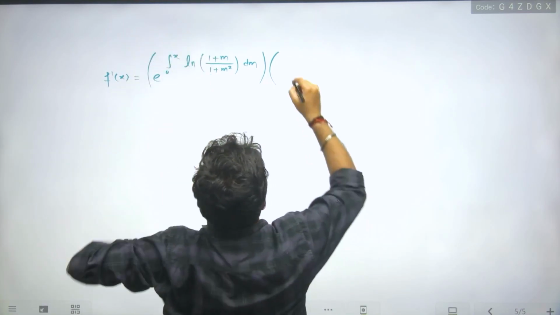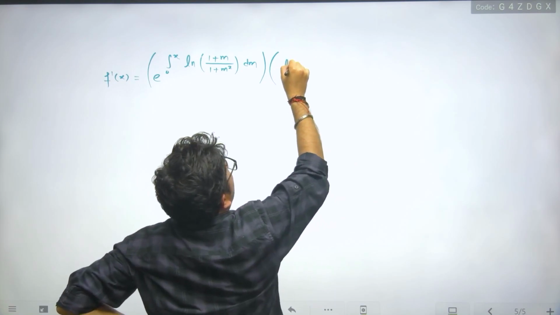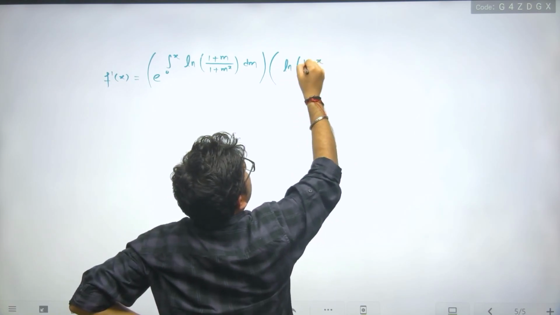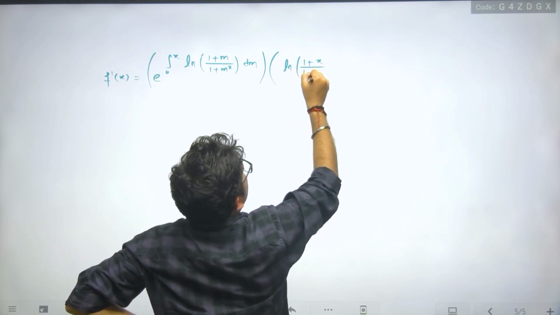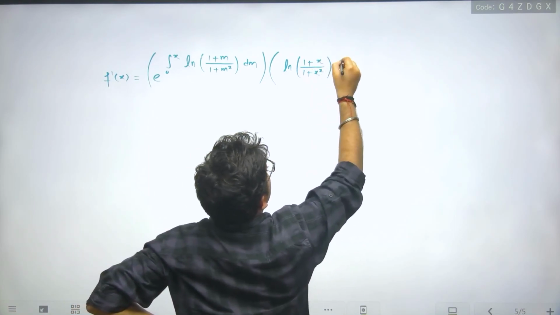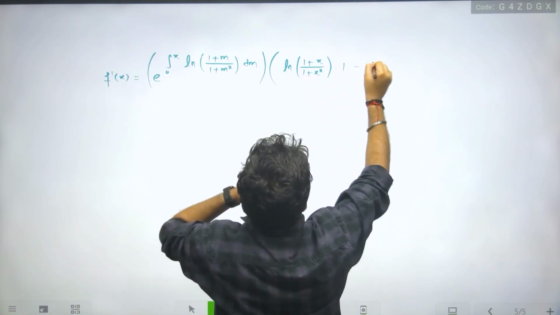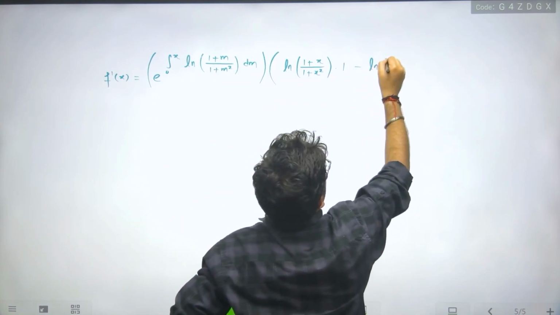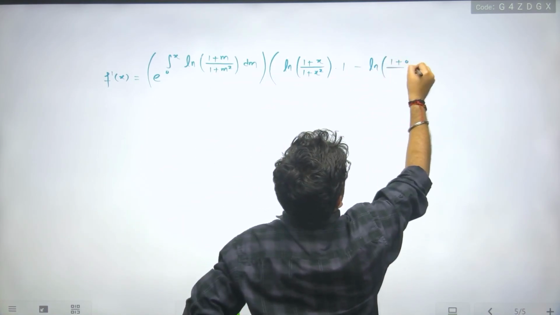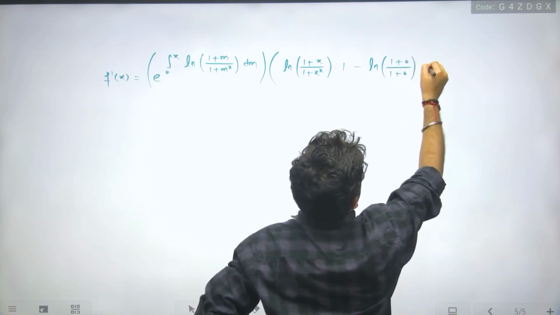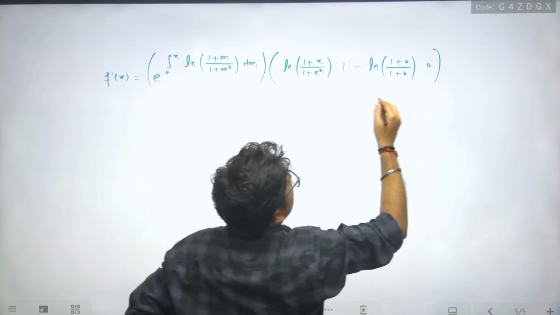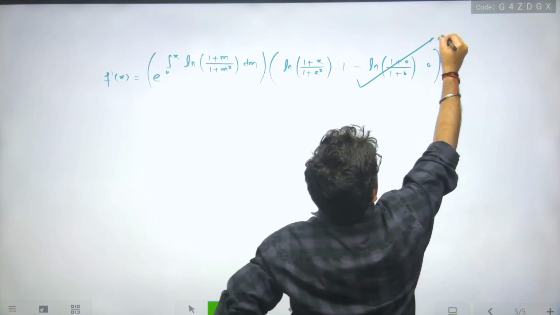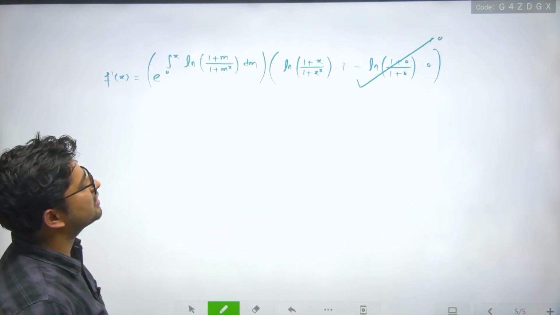By Leibniz, that is ln of (1 plus x) upon (1 plus x square) into the differentiation of x, that is 1, minus, when you put 0, ln of (1 plus 0) upon (1 plus 0) into the differentiation of 0, which is 0. So that thing tends to 0. Clear?